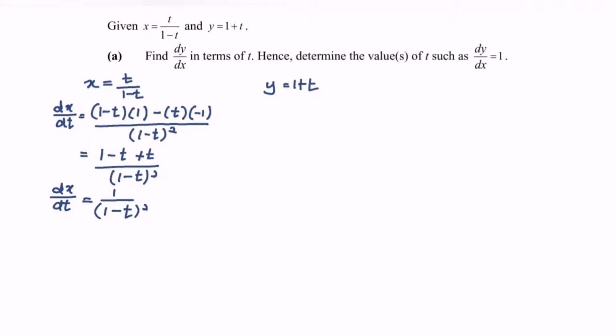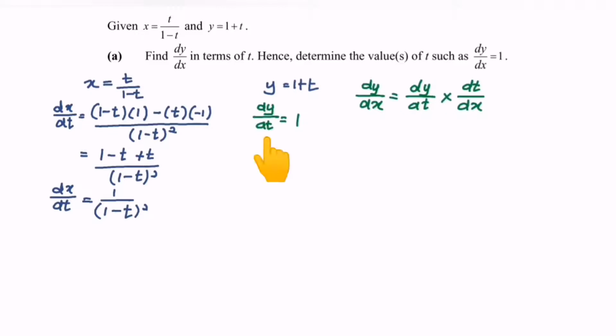Next, I'm going to differentiate y with respect to t. Differentiating y, we have dy/dt equals 0 plus 1, so dy/dt is equal to 1. Next, we are going to find dy/dx. By using the chain rule, dy/dx is equal to dy/dt multiplied with dt/dx. So what we have to do is substitute and flip the situation.